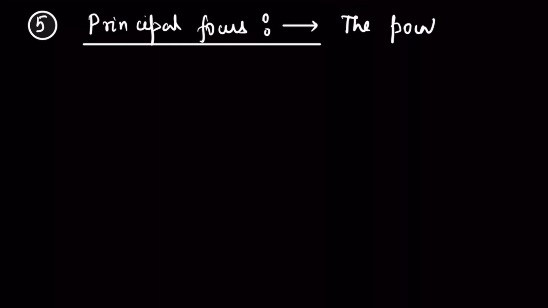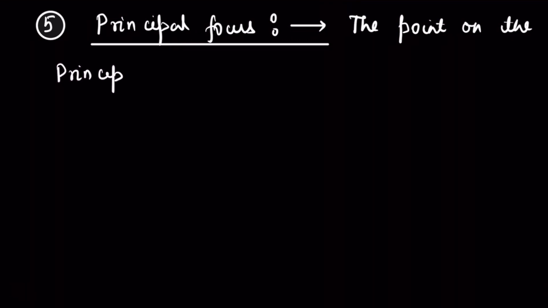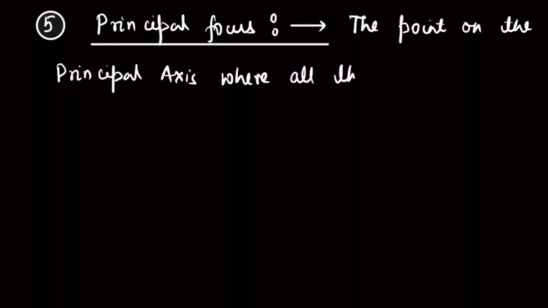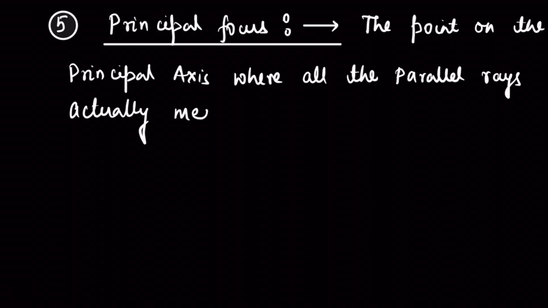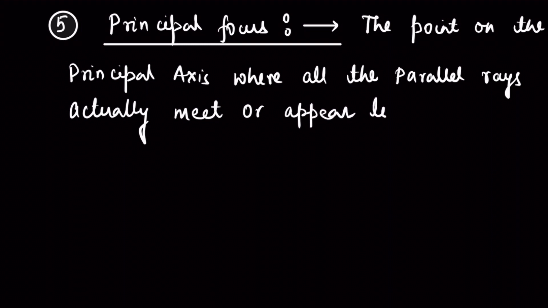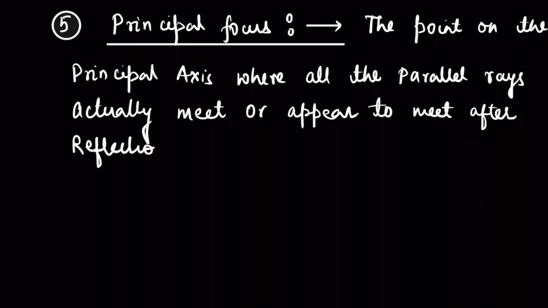Next is principal focus. The point on the principal axis where all the parallel rays actually meet or appear to meet after reflection. So let's understand this principal focus.